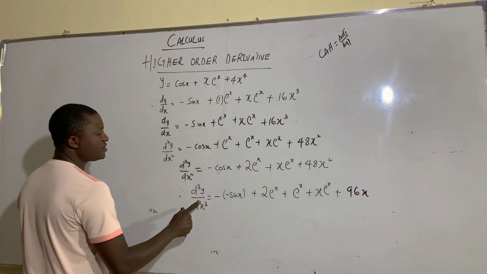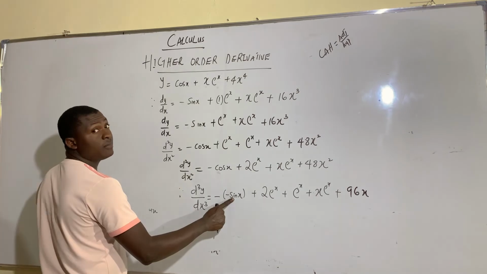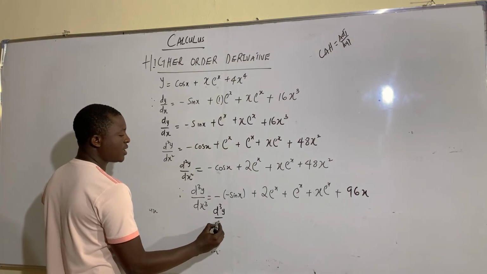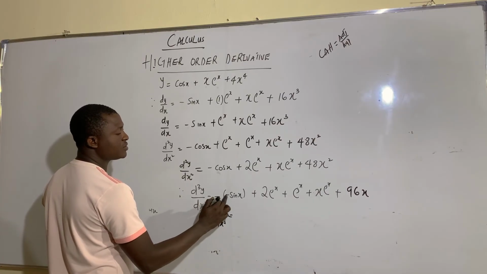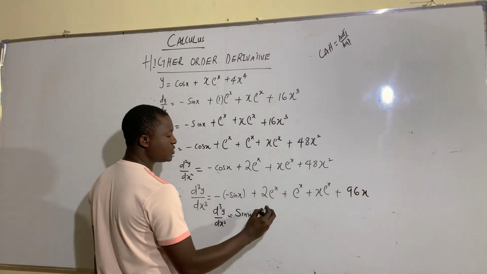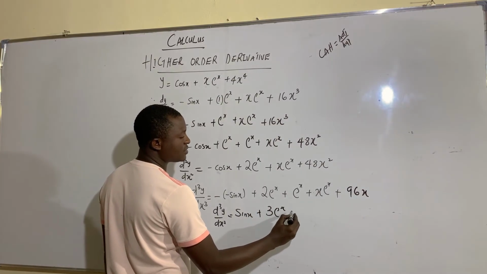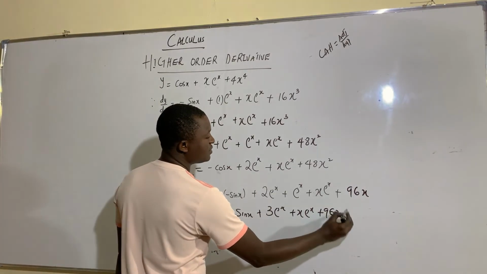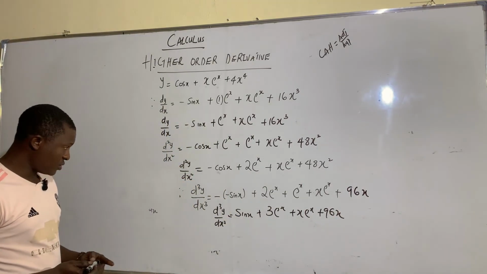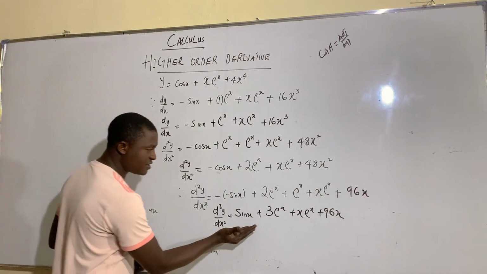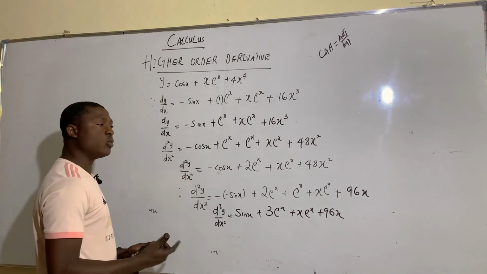So from here we can see this is minus, this is minus. So minus times minus, we are going to have plus. We have d cubed y over dx cubed is equal to, minus times minus, we have plus sine x plus, I can add this together, 3 e raised to the power of x plus x e raised to the power of x plus 96x. So I'm just in the third derivative now. So we have to find the fourth derivative. Meaning I'll differentiate my result one more time.